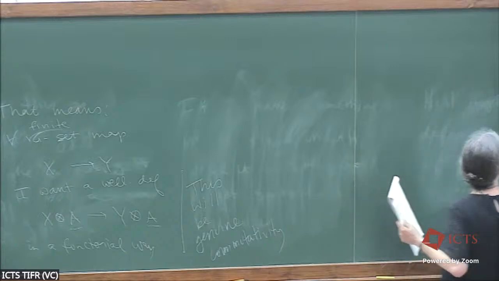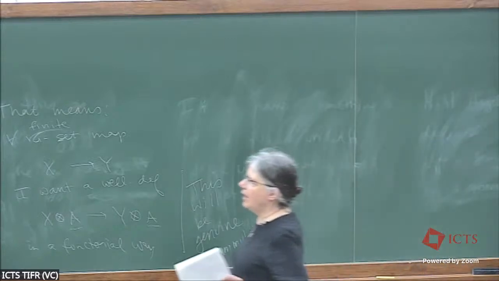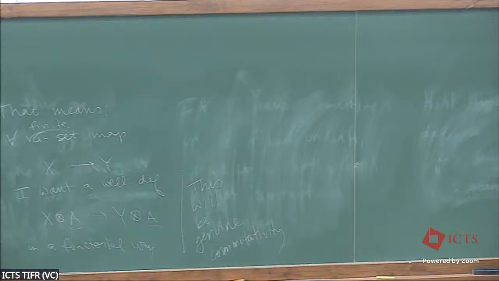So if I have a finite set A, and remember we said in the non-equivariant case, if I just take a smash of that many copies of A, I'm going to call that the finite set tensor A. Okay, so this is what we want.